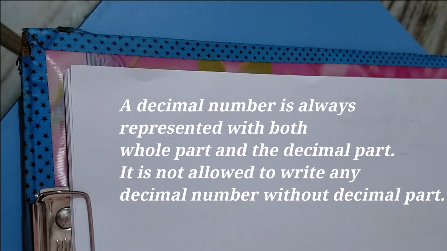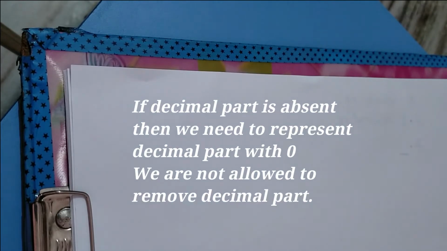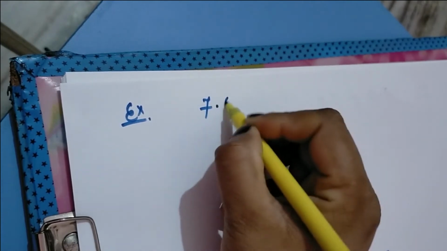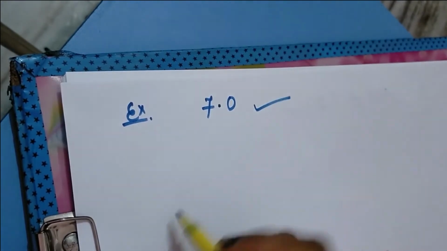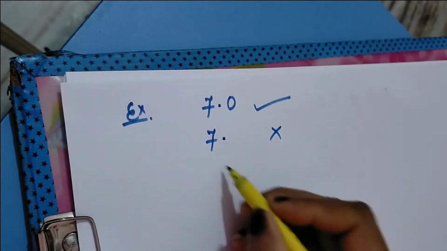It is not allowed to write any decimal number without a decimal part. For example, if the decimal part is absent, then we need to represent the decimal part with 0. We are not allowed to remove the decimal part. We cannot write 7.0 as "7 point". I hope you understand all three basic concepts. Now let's start the division.